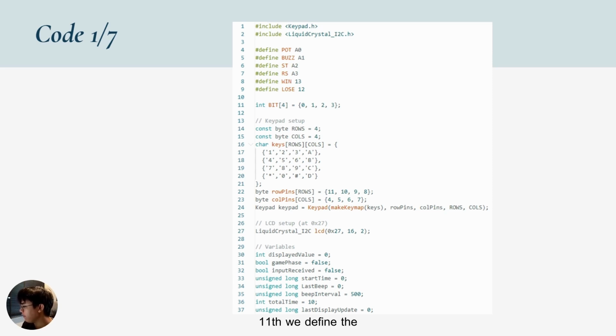So we name it as POT, just for ease of use. And on line 11, we define the four binary LEDs as an array of four containing pins 0 to 3. And next, we configure the keypad just like how we did in the lab. And on line 27, we define the address for the LCD display, where the address is the hex number 27. And on the bottom part, we prepare the variables to control the game.